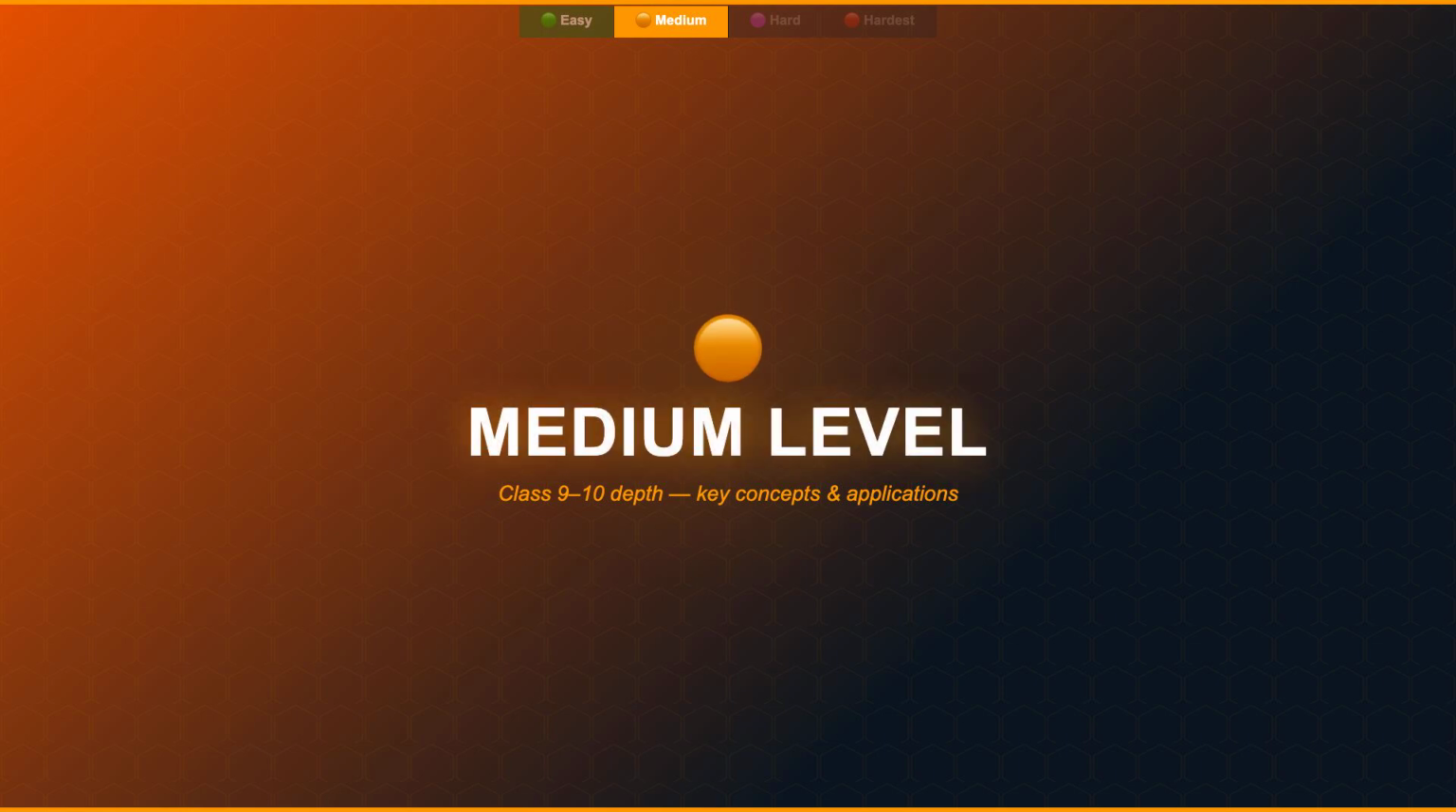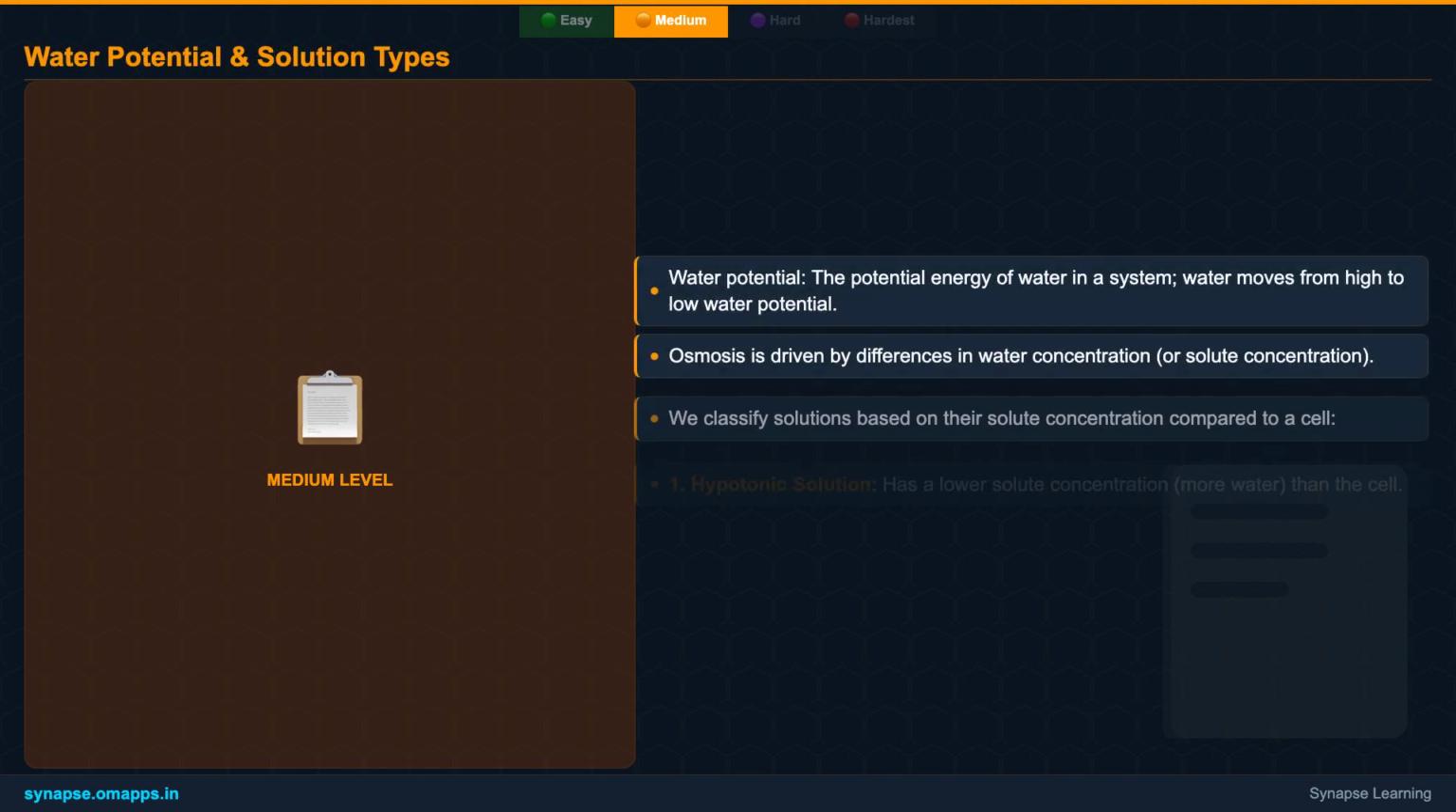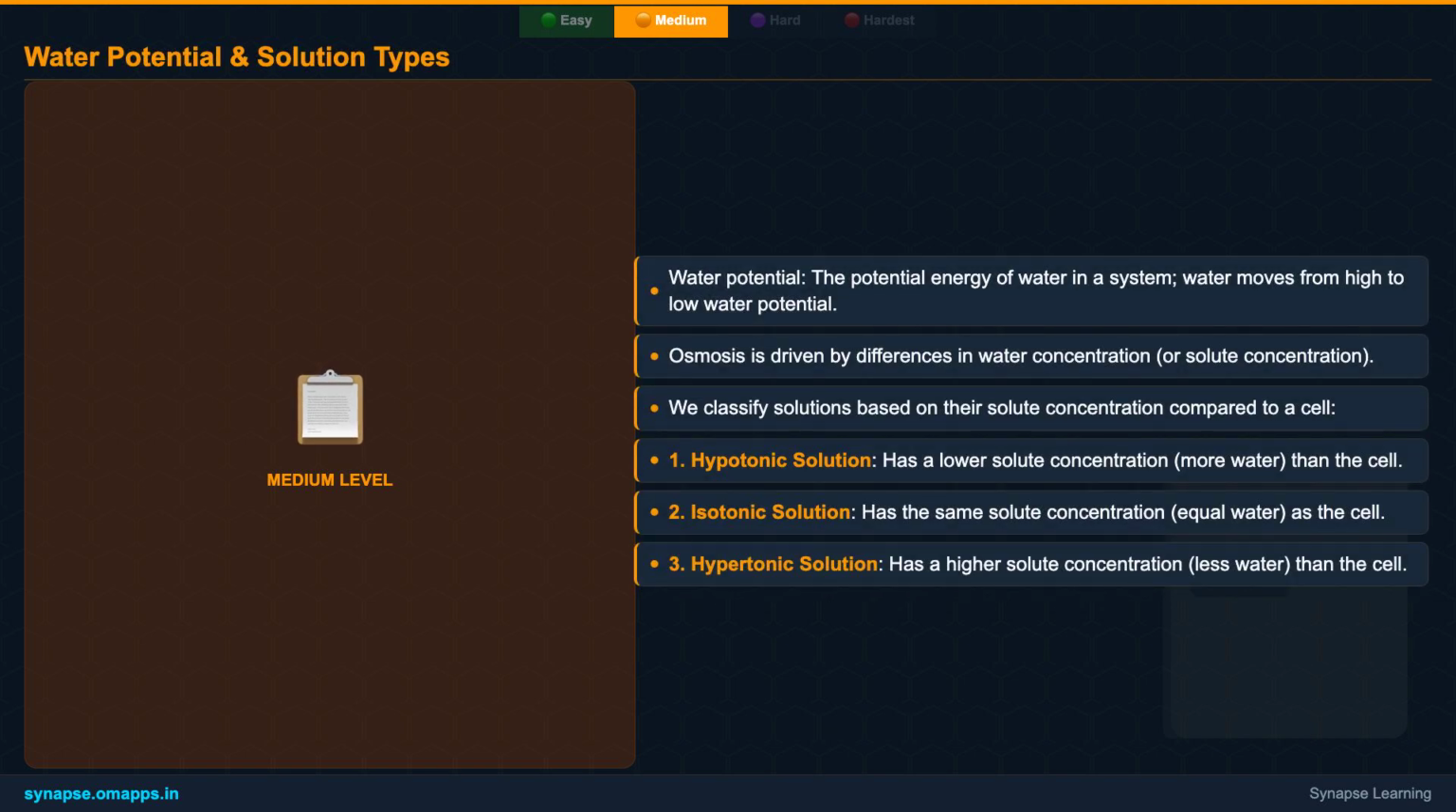Now that you've got the basics, let's explore osmosis a bit deeper. We'll look at different types of solutions and their impact on cells. At the heart of osmosis is the concept of water potential. Simply put, water potential is the potential energy of water, and water naturally moves from areas of higher water potential to areas of lower water potential. This movement is primarily driven by differences in solute concentration across a membrane.